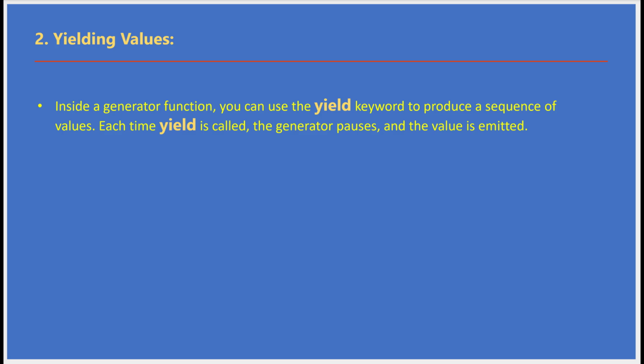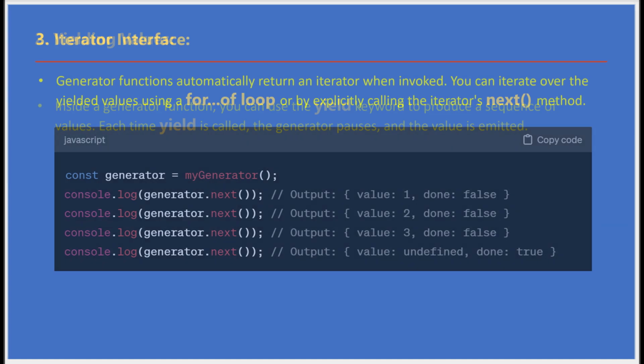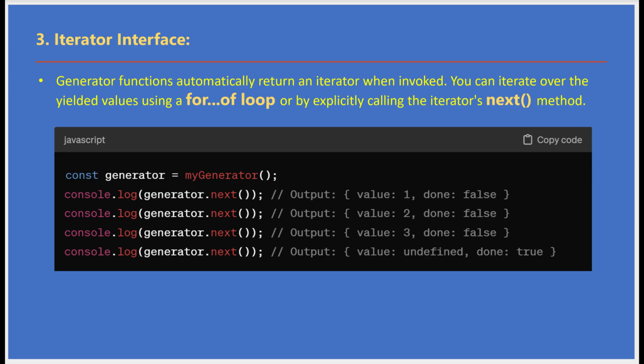But how do we consume these yielded values? The answer lies in the iterator interface. Generator functions automatically return an iterator when you call them. You can either use a for...of loop or explicitly call the iterator's next method to go over the yielded values.